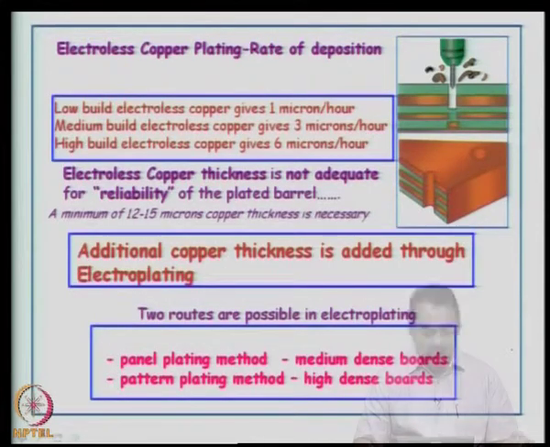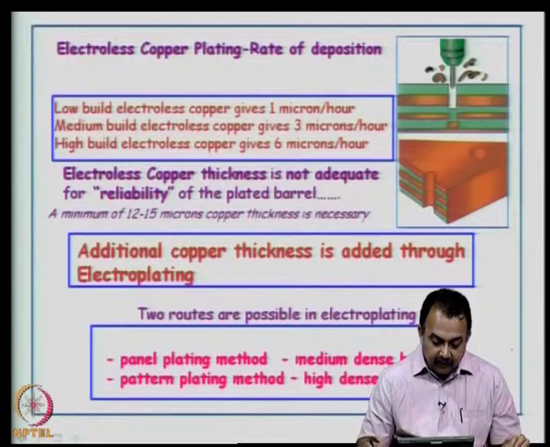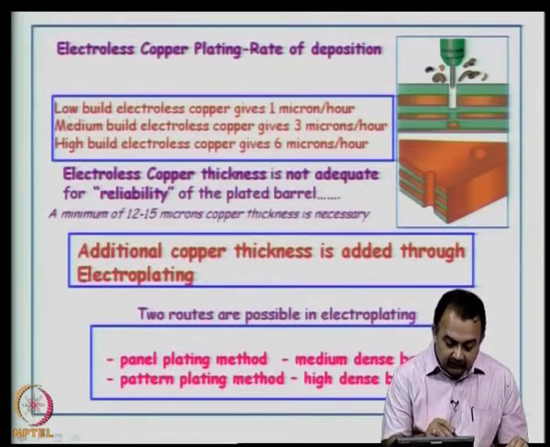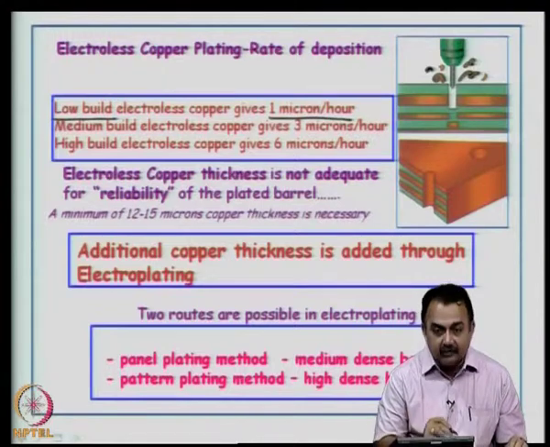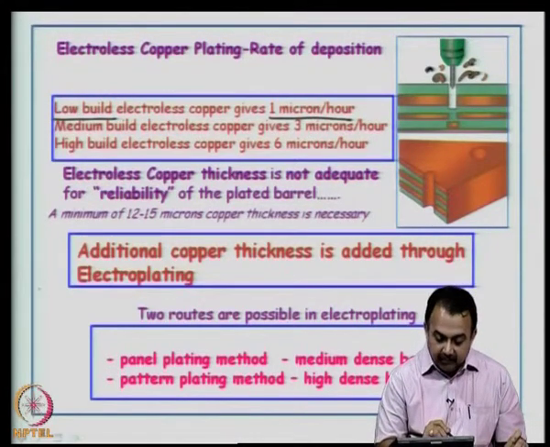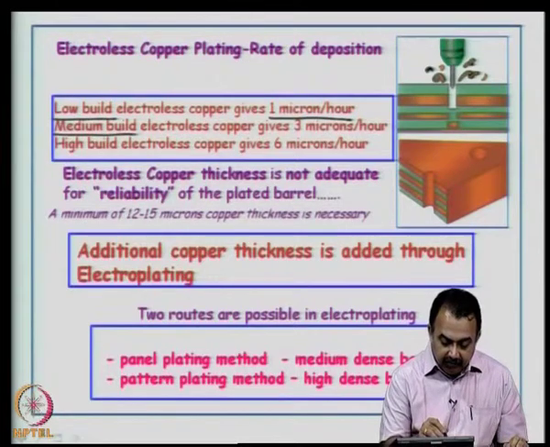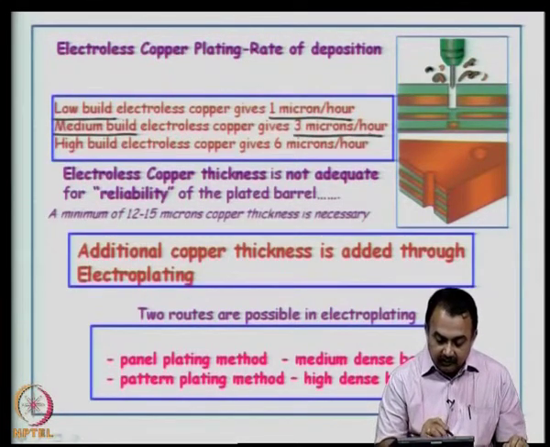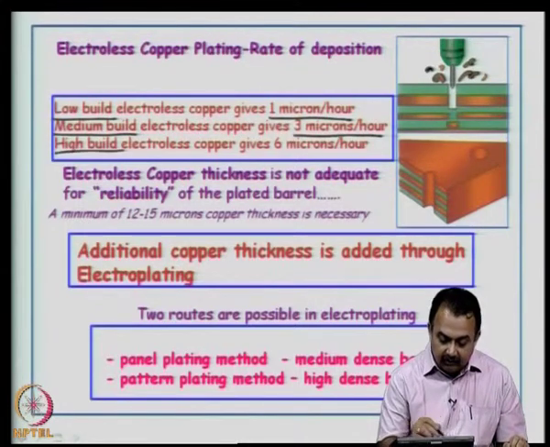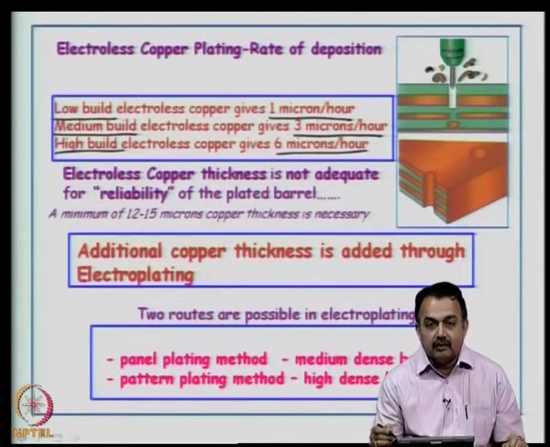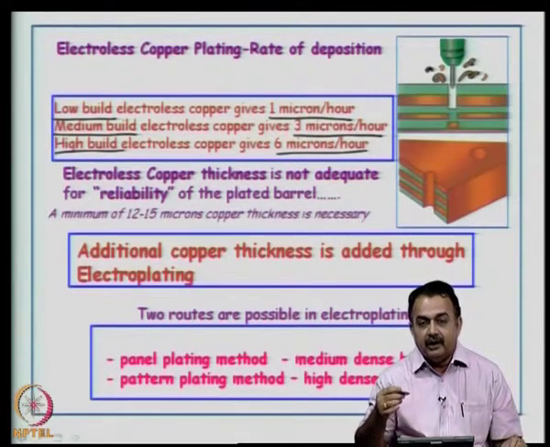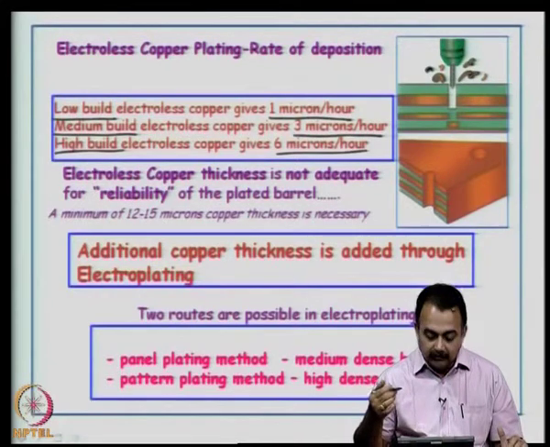Electroless copper plating, the rate of deposition we will look at. You have what is known as a low build electroless copper, which will give you about 1 micron per hour, a very slow plating rate. Medium build gives you about 3 microns per hour rate of deposition. High build electroless copper gives you up to 5 to 6 microns of copper. So, it is a very slow process, and you need to have good control over process conditions. Example, good agitation, good temperature maintenance, shelf life, concentration analysis of the solution, and so on.